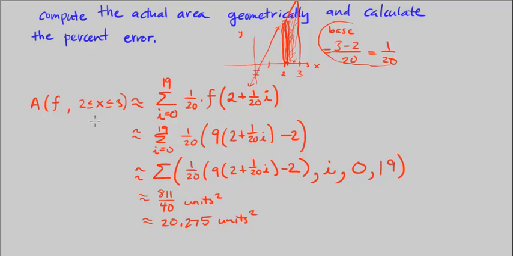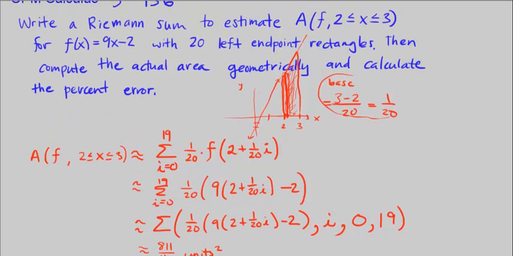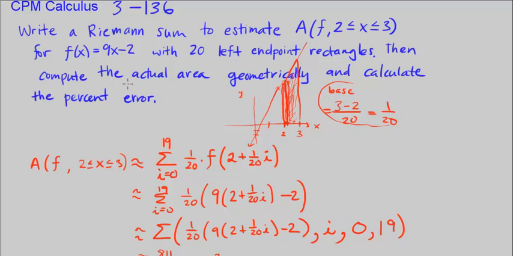So that's using Riemann sums to approximate the area. We use 20 left endpoint rectangles. So don't forget, we want to continue the problem. We're not done. Compute the actual area. So we want the actual exact area, so it's not approximated.